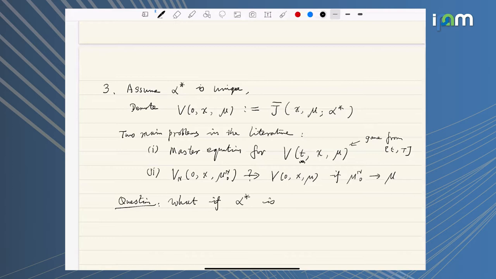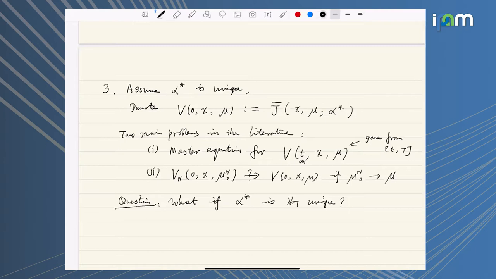But anyway, here my question is: what if alpha star is not unique? Actually, what I really mean is not whether alpha star is unique, but what if the value is not unique? It's possible you have two mean field equilibriums that generate the same value. Like in an optimal control problem, the value is always unique, but the optimal control may not be unique. I'm really talking about the value.